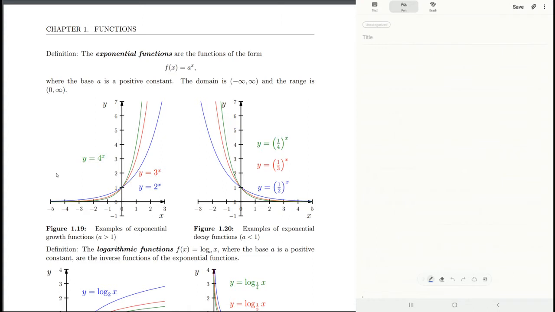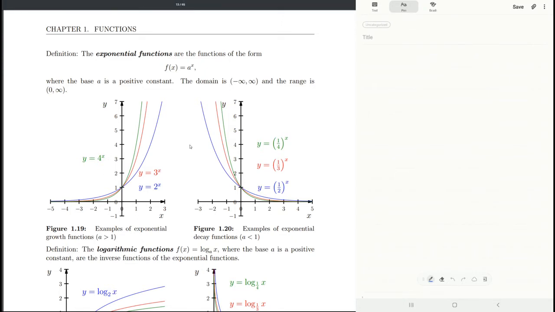So here are some examples of the graphs of exponential functions. Over on the left, we have exponential growth functions, and these occur if the base is a number that's larger than 1. So for example, we have the exponential function 2 to the power of x, 3 to the power of x, or 4 to the power of x.